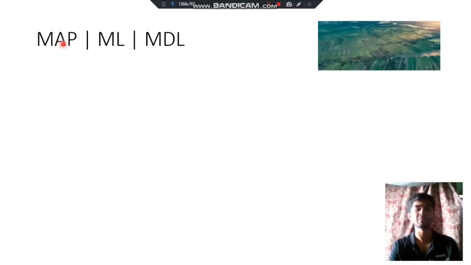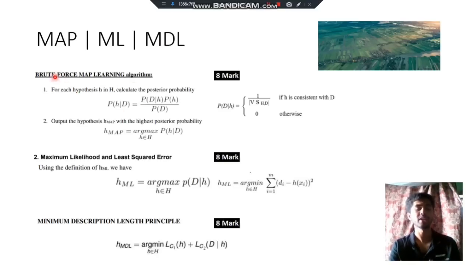Moving on, we have the maximum a posteriori, maximum likelihood, and MDL. Let's have a look. What are the key points you have to write for the MAP learning algorithm? Write the Bayes theorem formula here. Just remove the denominator and you'll be left with this one. An expansion of this one is 1 by |VS_H,D|, which is the version space, if it is consistent. If it is not consistent, it is 0.